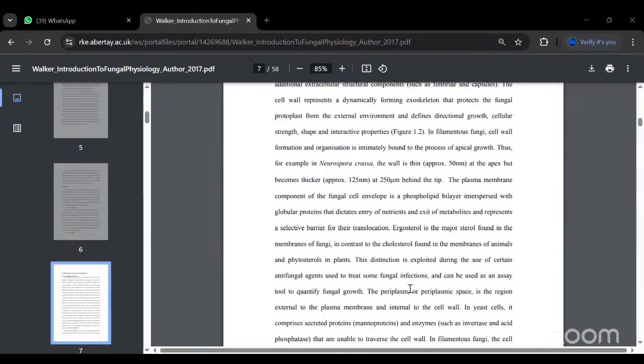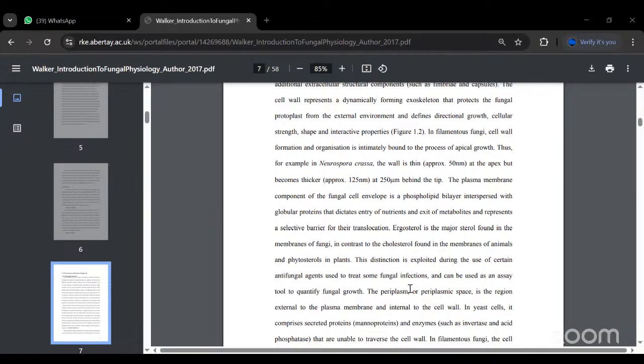The most important sterol in the fungi is called ergosterol. In contrast to the cholesterol found in the membranes of animals and phytosterols in plants, fungi have ergosterol. This distinction is exploited by certain antifungal agents used to treat some fungal infections, and can be used as an assay tool quantifying fungal growth.